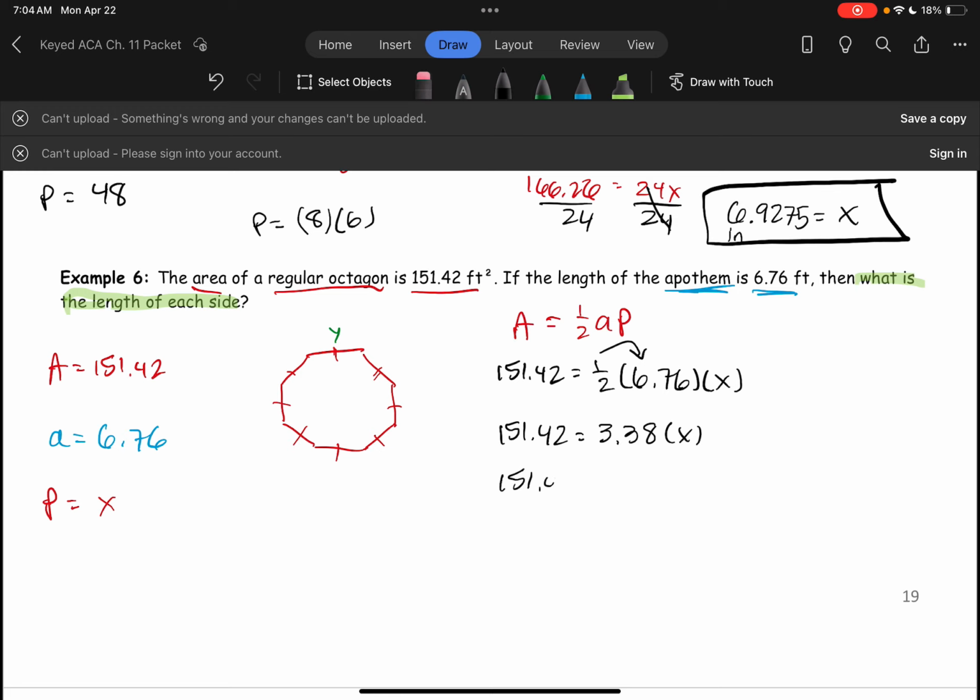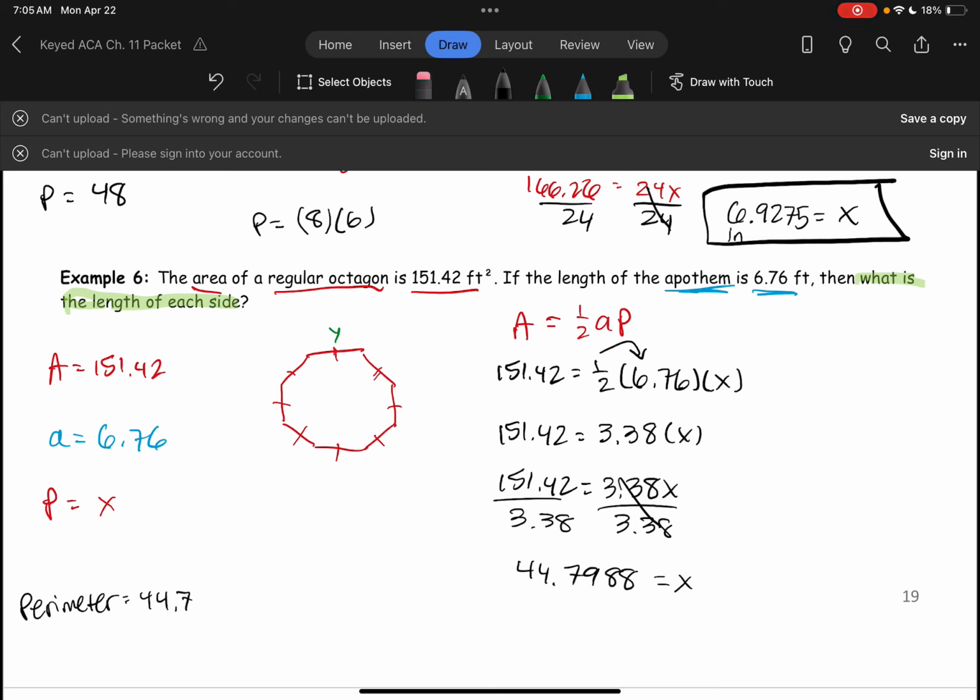Well, that's 151.42 is equal to 3.38x. Dividing by 3.38 on both sides tells us that x is going to be 44.7988. So that's equal to x. And so now that we have x, that represents the perimeter. So I'm just going to write here off to the side, the perimeter is 44.7988.